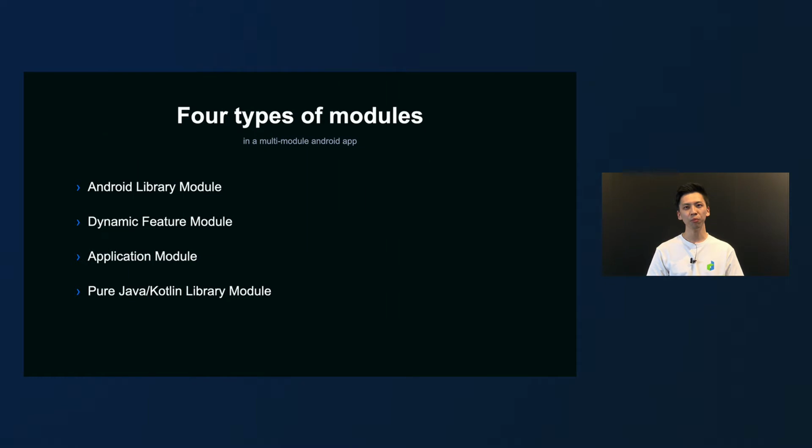In a modularized app project, we should only have one application module, but we can have multiple library and feature modules. For the library module, there are two types. The first one is the Android library module, and the second one is the pure Java or Kotlin library module. The only difference between them is that one has the Android framework dependency, but the other one doesn't. So to modularize an application, we need to create multiple library and feature modules. And in the next slide, I will talk about the differences between them.